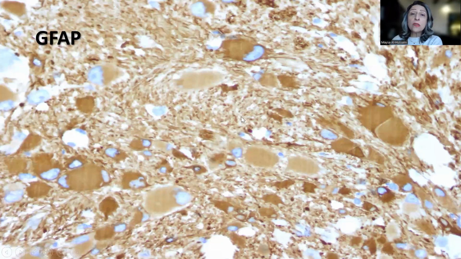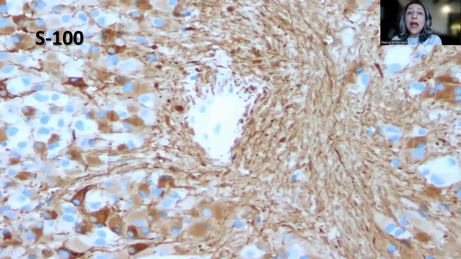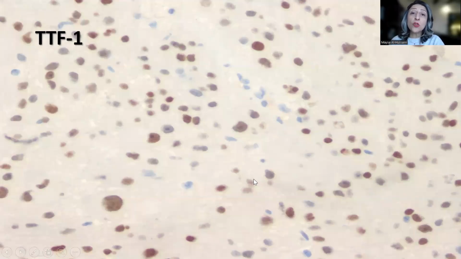And the most important immunohistochemical stain is GFAP, which is strongly and diffusely positive in the fibrillary zones as well as in the cytoplasm of each and every tumor cell. Number 2, coupled with GFAP, is positivity for S100, which you can see in the fibrillary background as well as in the tumor cells. And more recently, what has been described is TTF1 nuclear staining in those giant cells of the SEGA, or of the subependymal giant cell astrocytoma.